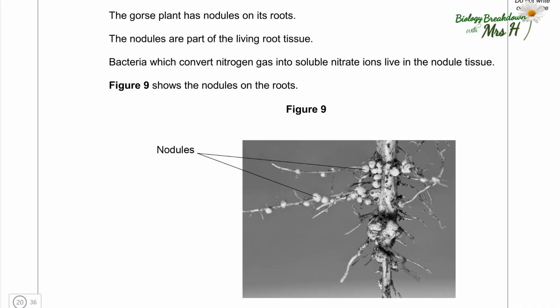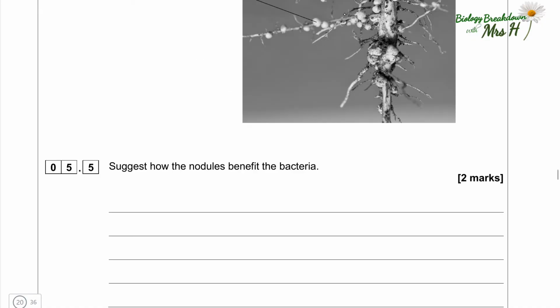The Gauss plant has nodules on its roots. The nodules are part of the living root tissue. Bacteria which convert nitrogen gas into soluble nitrate ions live in the nodule tissue. Figure 9 shows the nodules on the roots. Suggest how the nodules benefit the bacteria. It is an application question and they are only asking you to suggest.